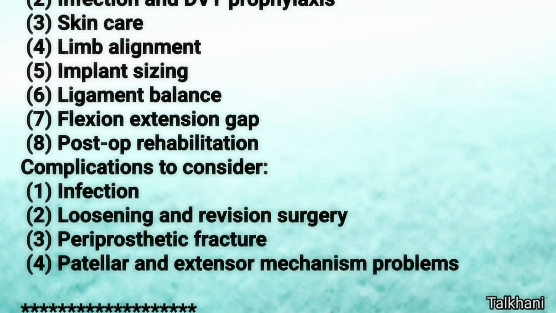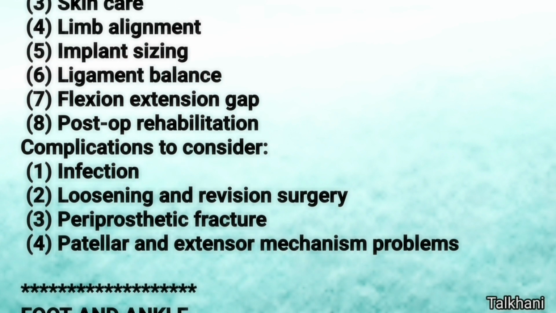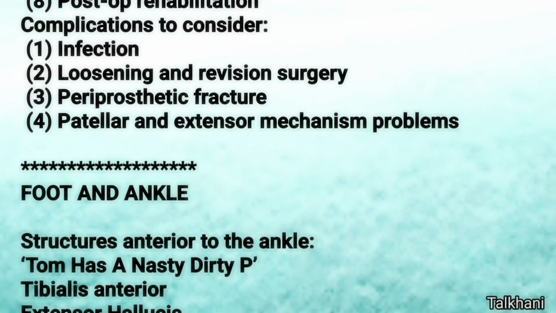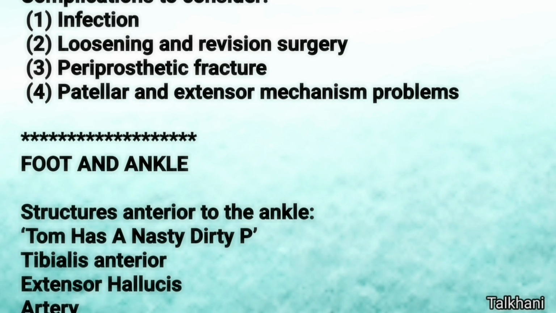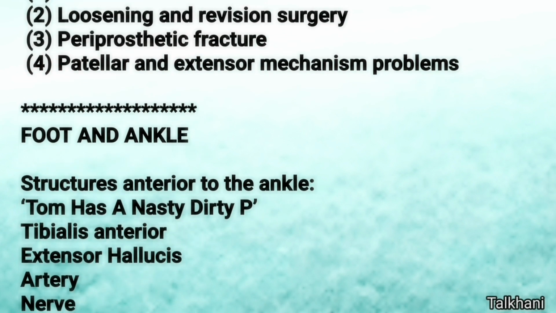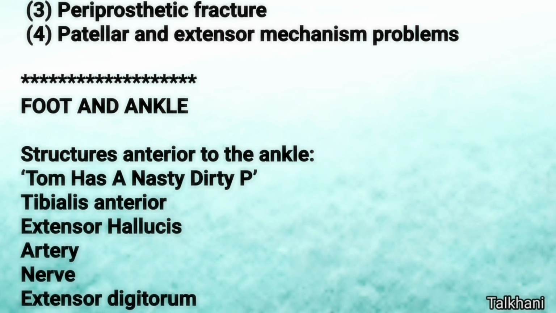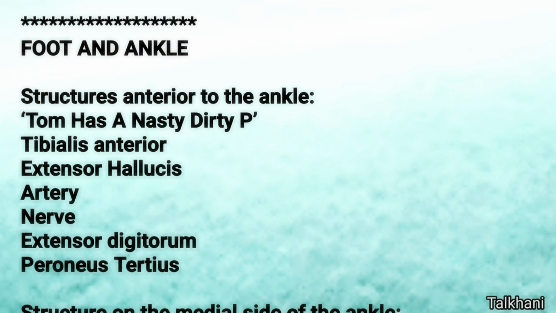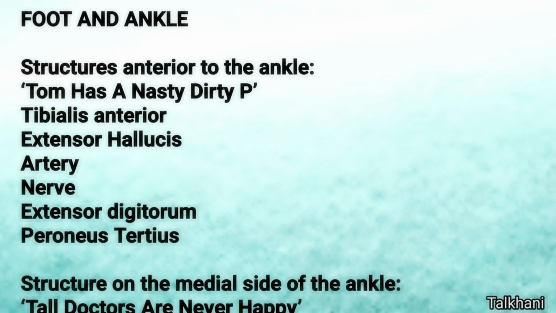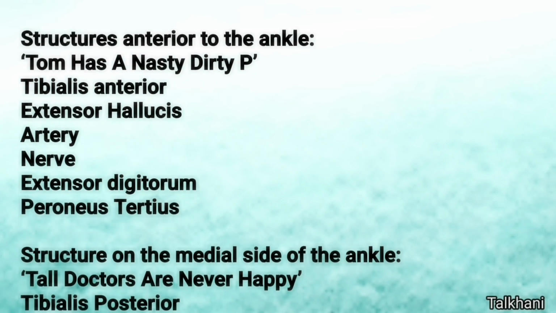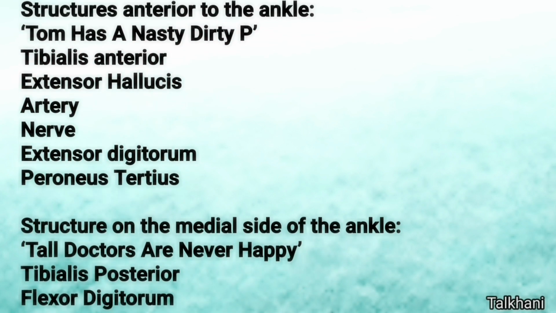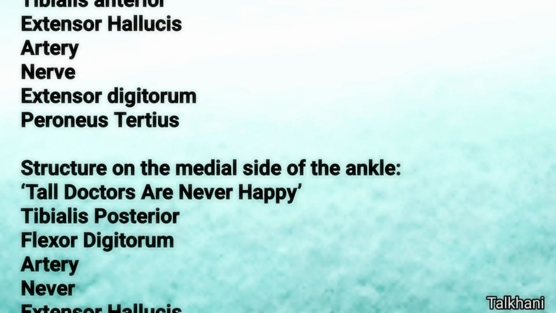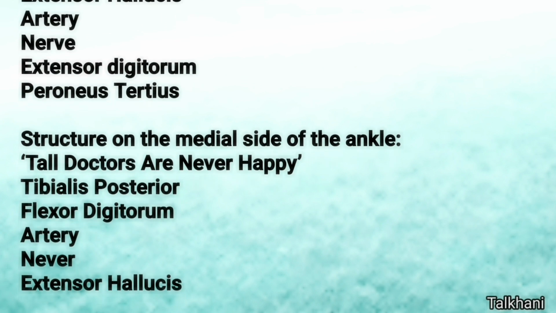Foot and ankle. Structures anterior to ankle are remembered with the mnemonic: tibialis anterior, artery, extensor hallucis, artery, nerve, extensor digitorum, and peroneus tertius. Structures on the medial side of the ankle are remembered with the mnemonic Tom, Dick, And Nervous Harry: tibialis posterior, flexor digitorum, artery, nerve, flexor hallucis.